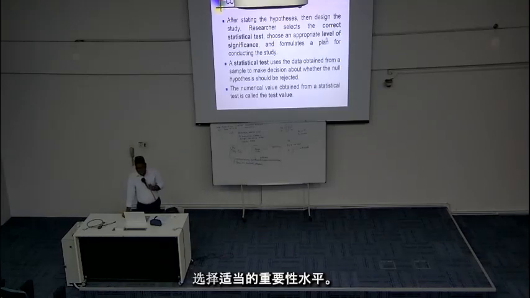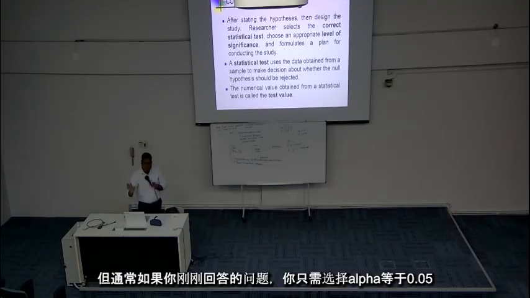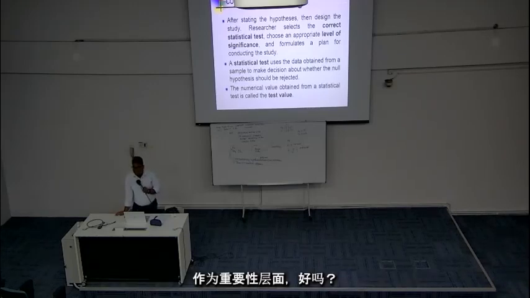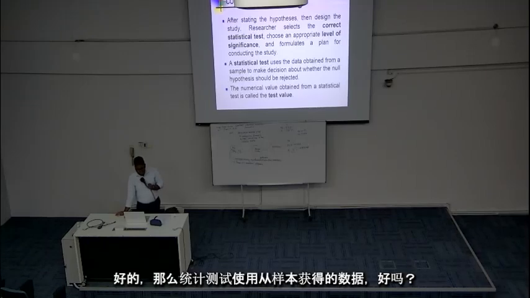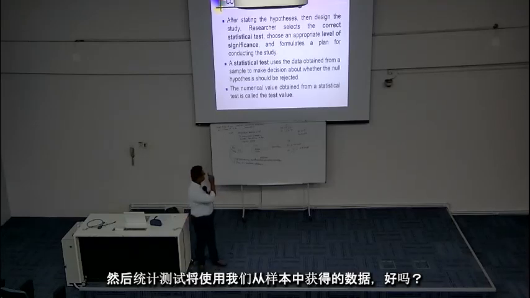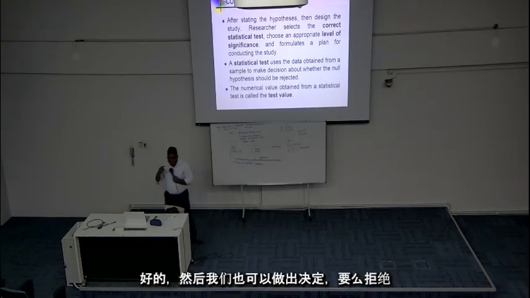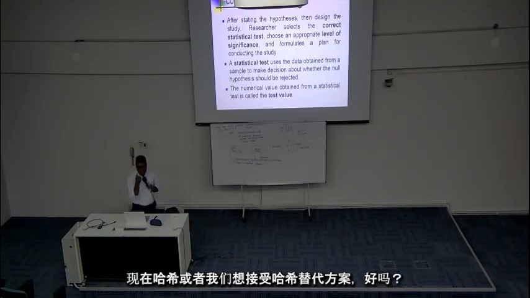Choose an appropriate level of significance. For example, alpha equal to 0.05, 0.01, 0.10. But normally if the question does not state it, you just select alpha equal to 0.05 as the level of significance. A statistical test, either Z or T, uses the data obtained from a sample, and from the sample we make a generalization about the population. From this we can also make a decision, either to reject H null or to accept the H alternative.